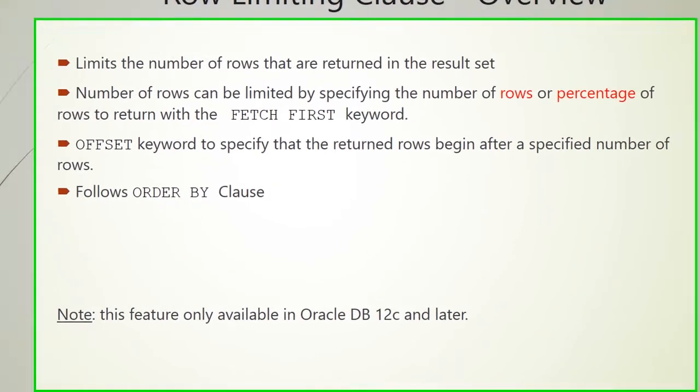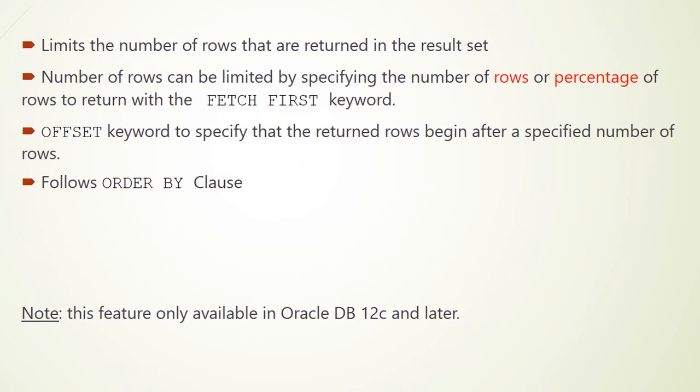Row limiting clause is used to limit the number of rows that are retained in the result set. The number of rows can be limited by specifying the number of rows or percentage of rows to retain with the fetch first keyword. We can retain, for example, a sample of data, or we can use the row limiting clause to retain the top n records.